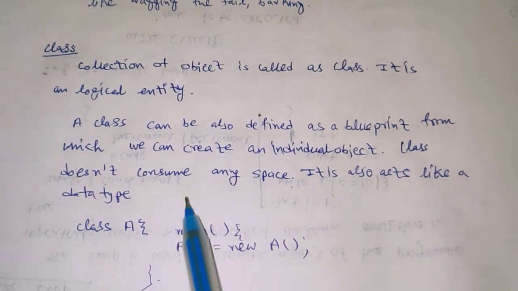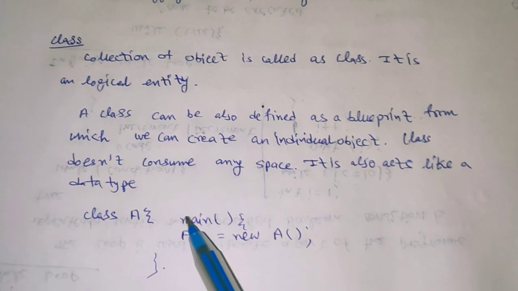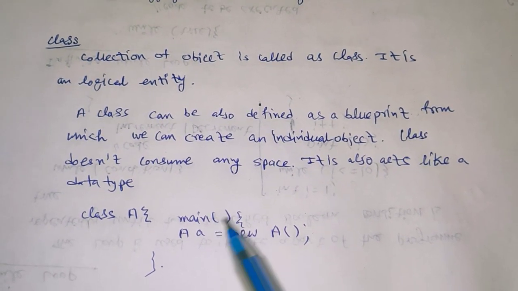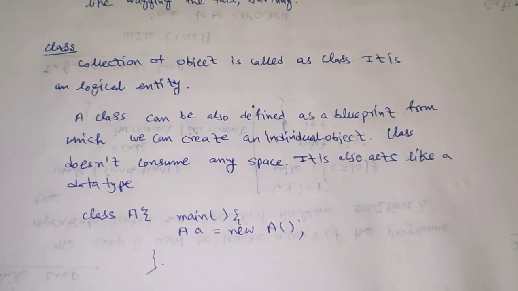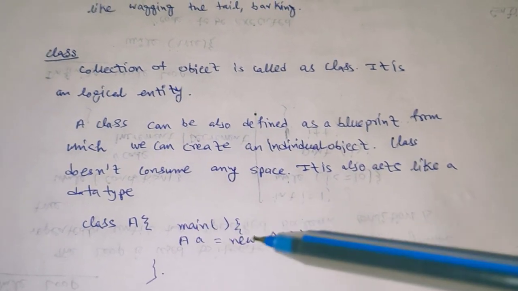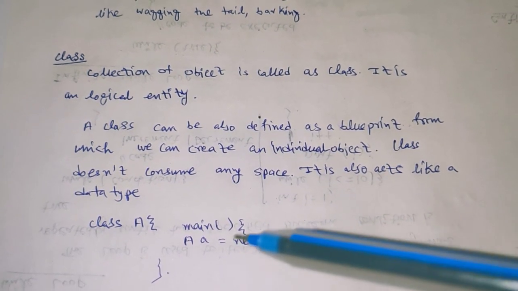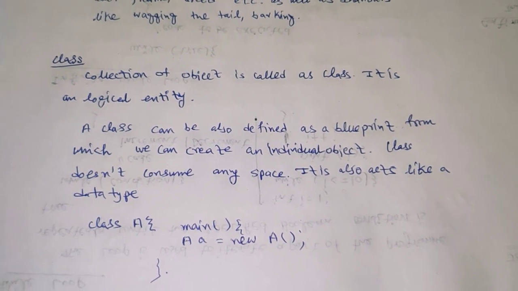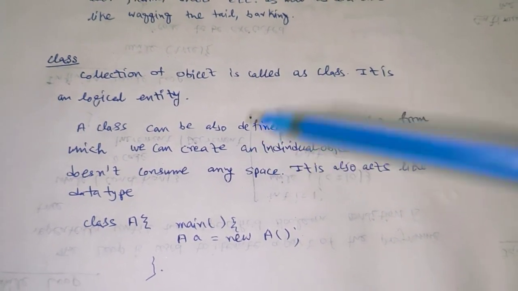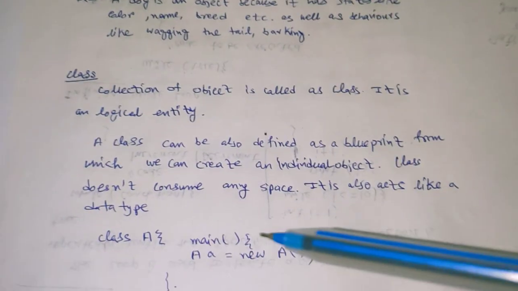Here is an example. Class A, main function, inside that A a reference variable equal to new keyword A constructor. So what does it mean? It means we are creating a new object with the keyword new, and individual memory will be allocated for that object, and the reference variable of that object is a. So this is our object and this is our class.